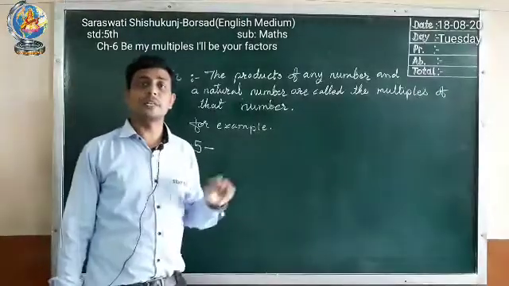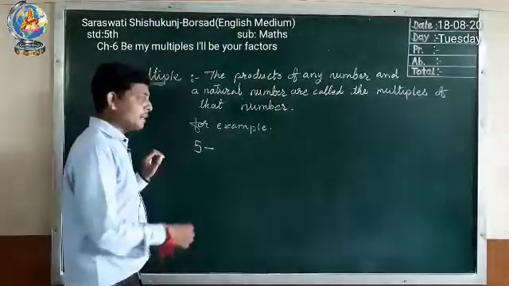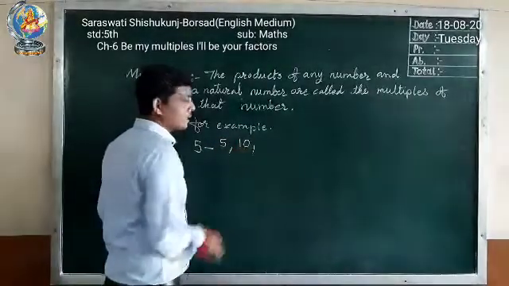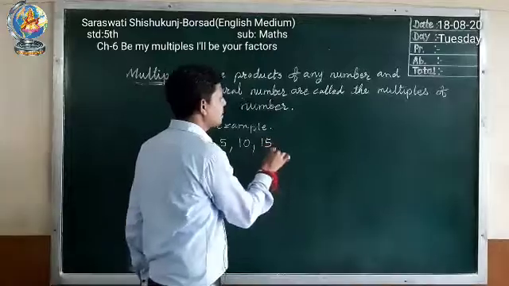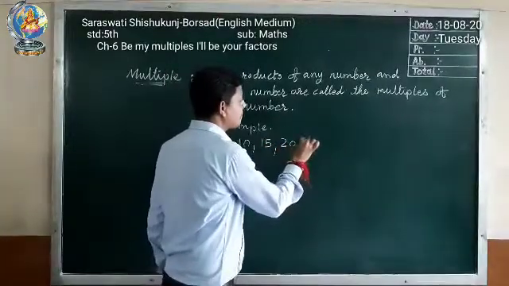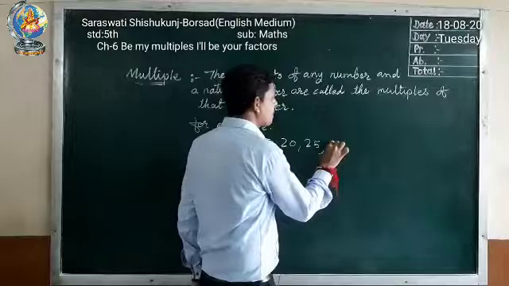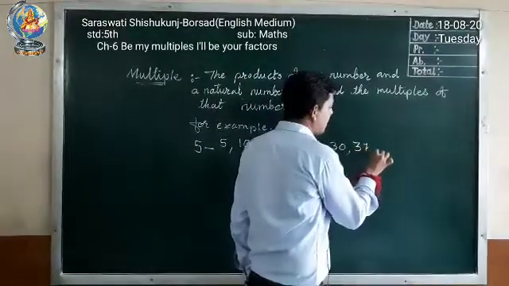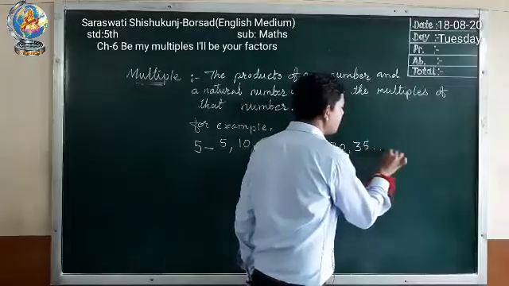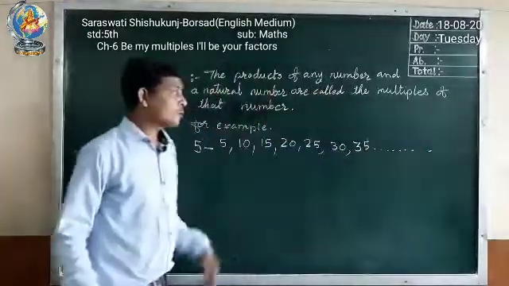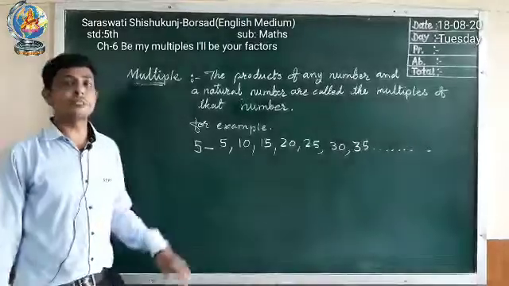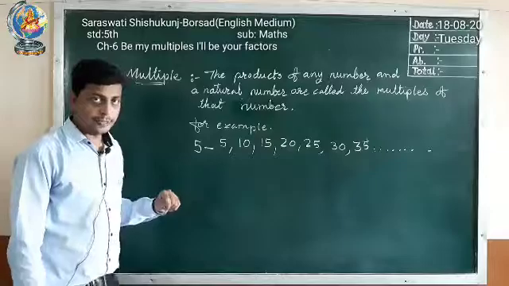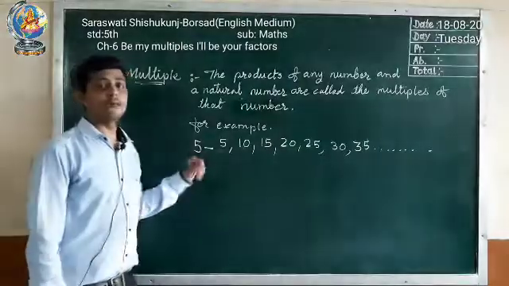We just have to see the table of 5. What is the 5 table? 5 ones are 5, 5 twos are 10, 5 threes are 15, 5 fours are 20, 5 fives are 25, 5 sixes are 30, 5 sevens are 35, and it goes on. By this way you can find the multiples of any given number. Hope you have understood what a multiple is.